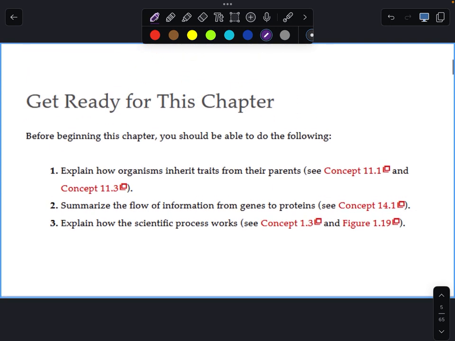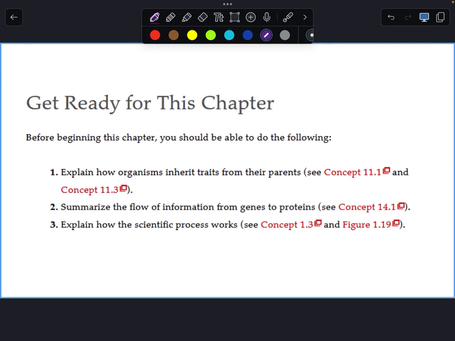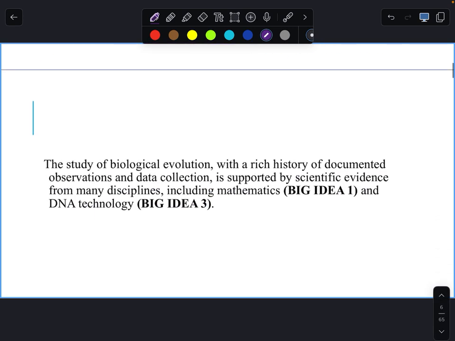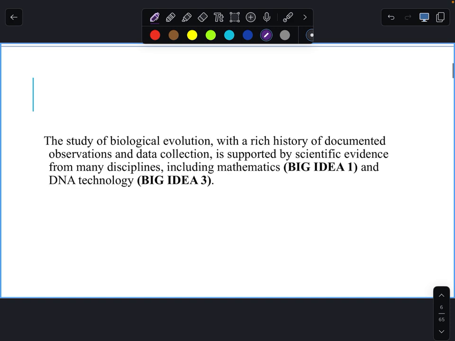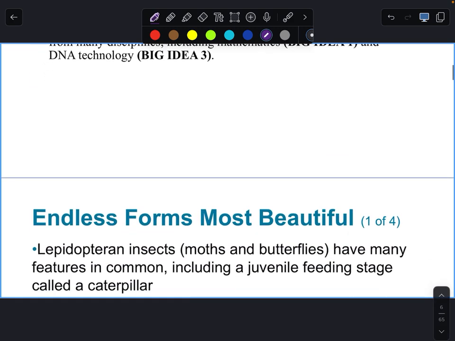Before you start this lecture, I would take a pause and see if you can explain or summarize these 3 things. Explain how organisms inherit their traits from their parents. Summarize the flow of information from genes to proteins, that's Unit 6. And explain how the scientific process works, because we're going to be dealing with a lot of examples in science, so the scientific method and all that. Evolution is supported by scientific evidence, including math and DNA technology.